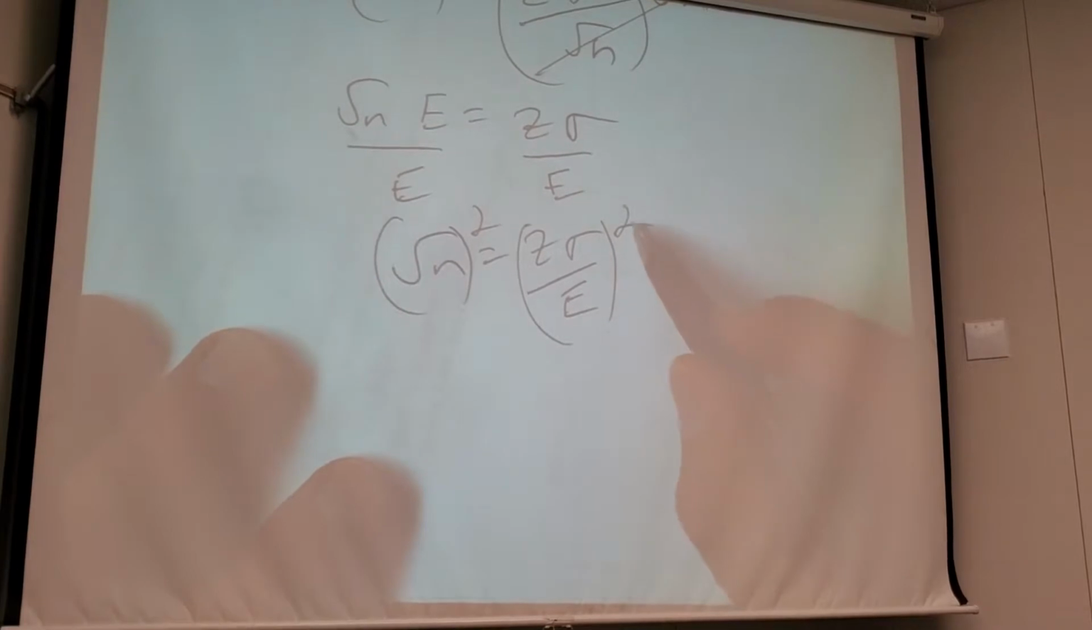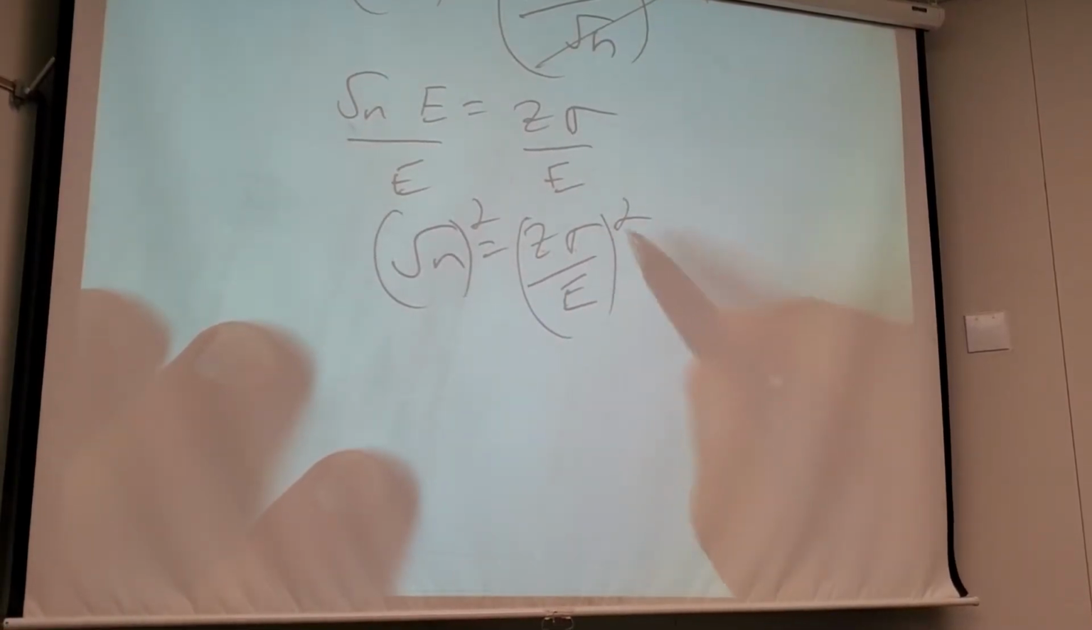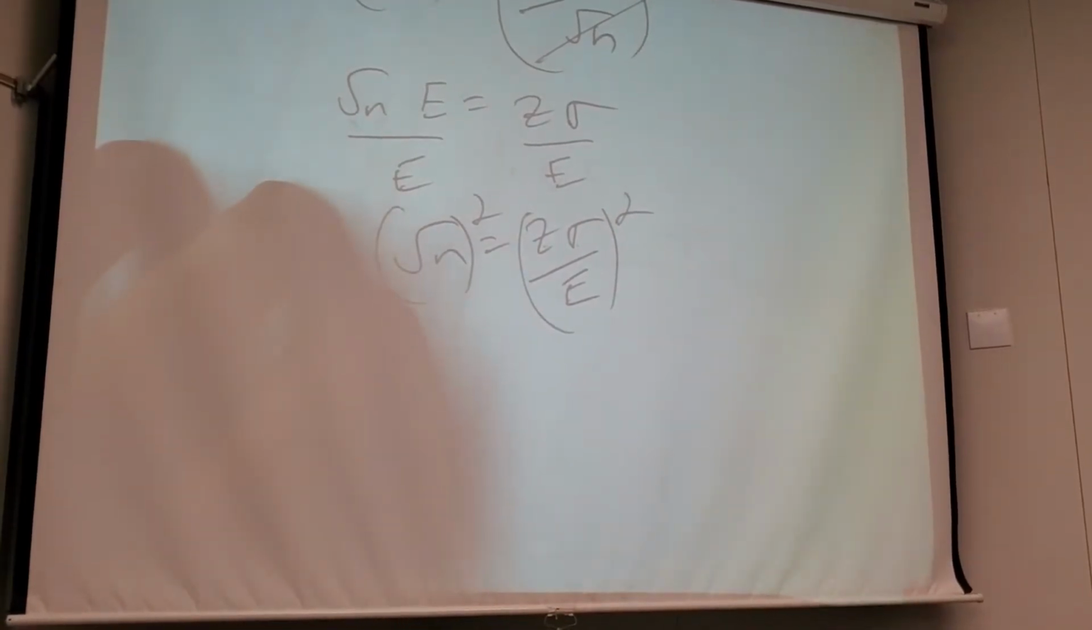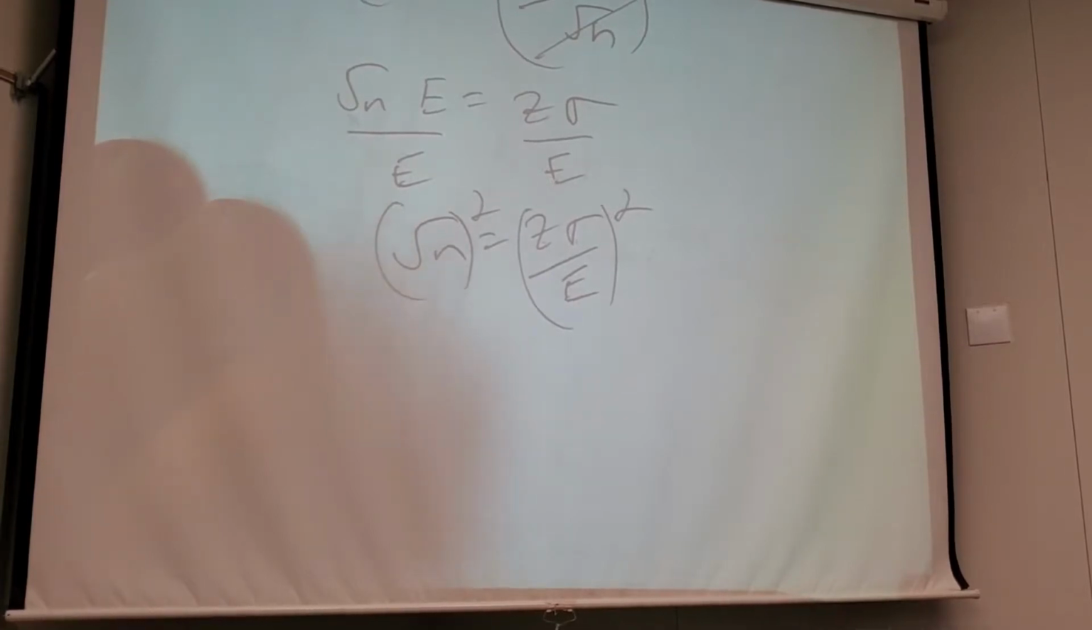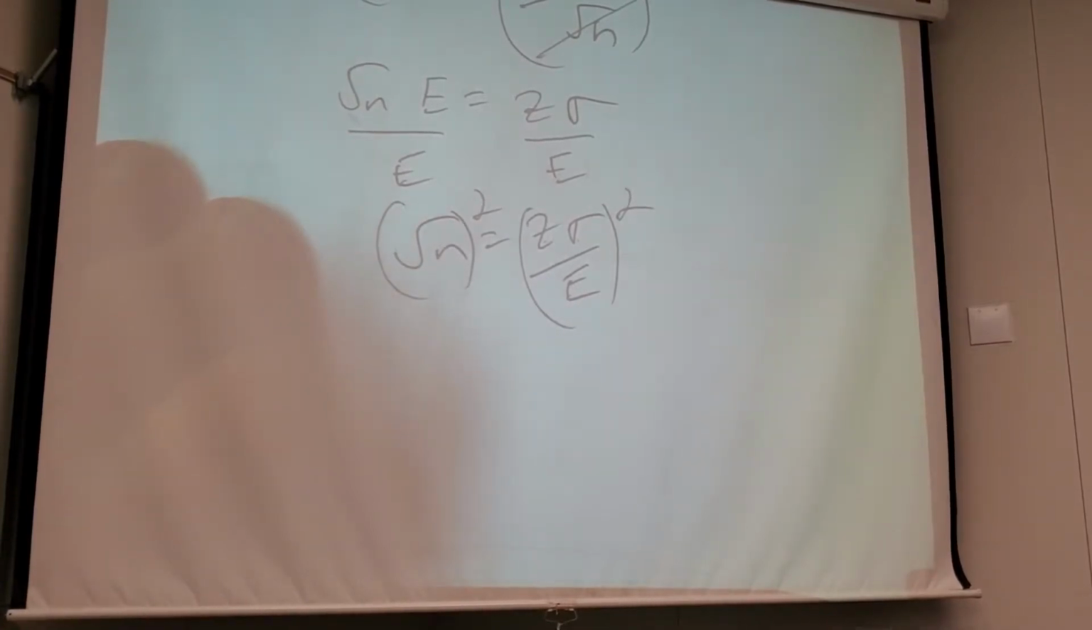And couldn't you square each of these if you wanted? Z squared, sigma squared, e squared. So now you see where that equation comes from.